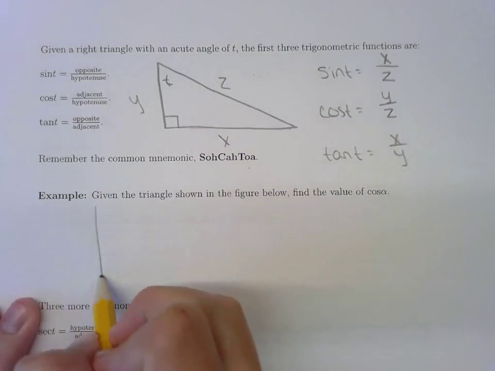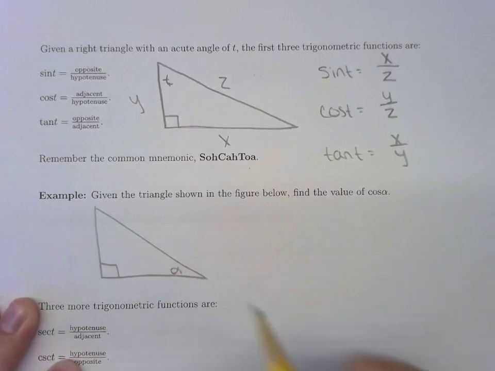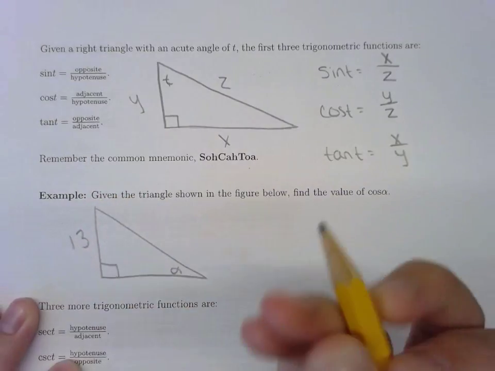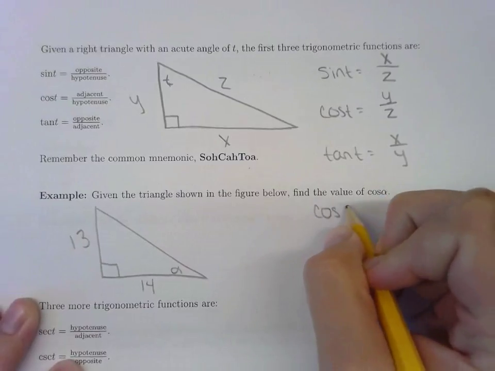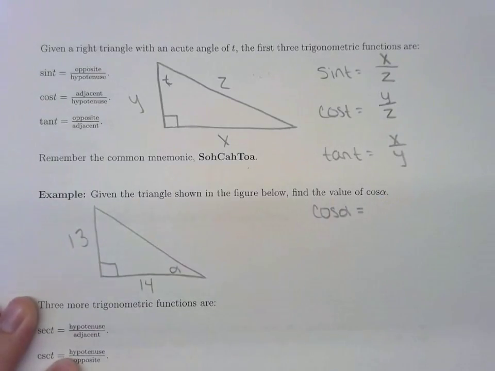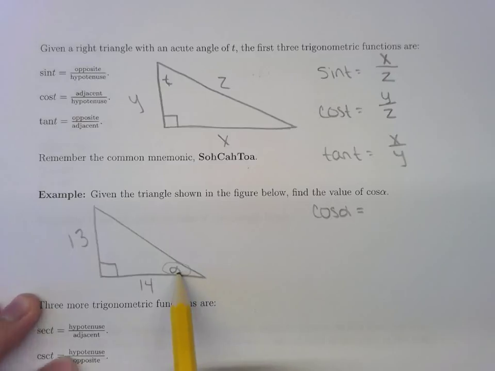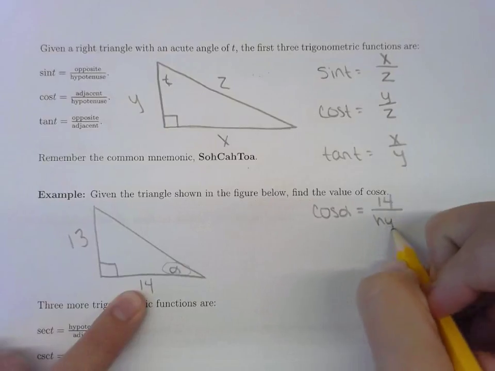Okay, so let's say we have a right triangle here. We do not know alpha. Let's say one leg is 13 and one leg is 14. And we want to find cosine of alpha. So cosine of alpha is adjacent over hypotenuse. So we're looking at this angle here. We want the leg that is adjacent to alpha. So adjacent would be 14 over hypotenuse, which we actually don't have.